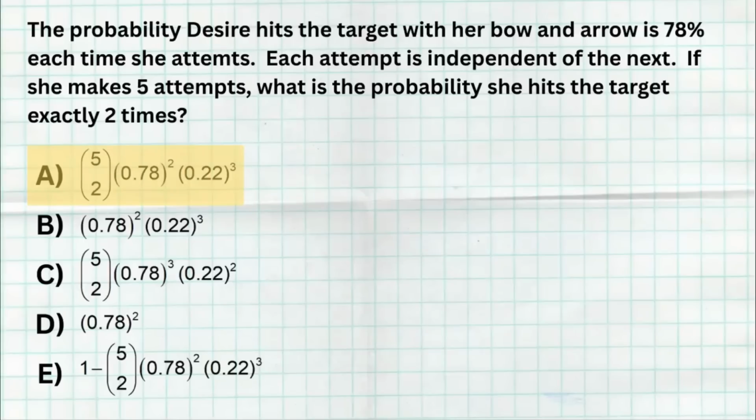So first we recognize that this is a binomial distribution. We are given the probability of success, in this case hitting a bullseye in archery, which is 78%. And then we're given a set number of trials, that's 5. And the question asks for the probability that we get exactly 2.